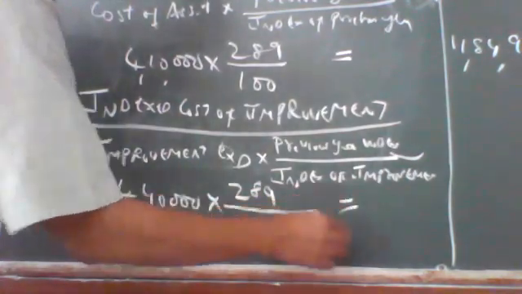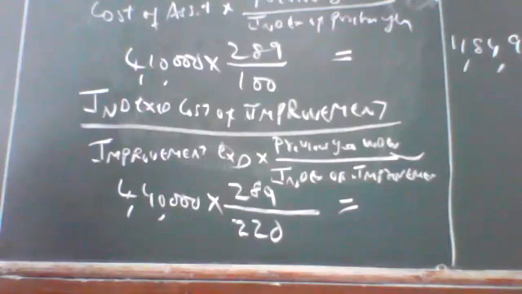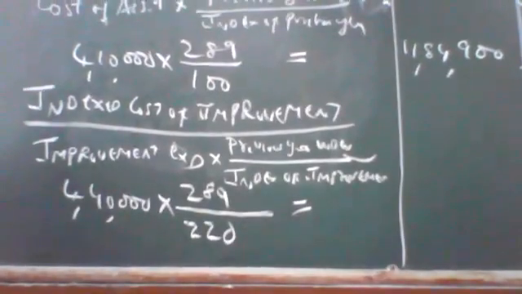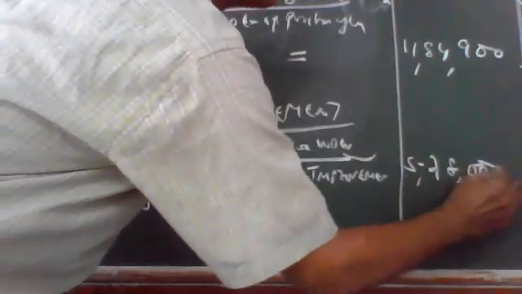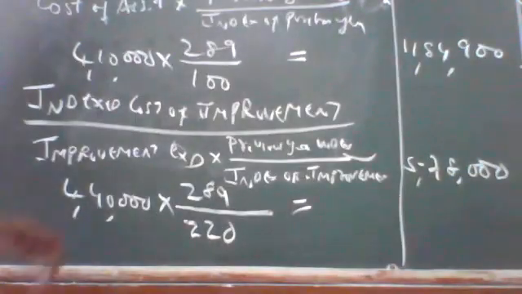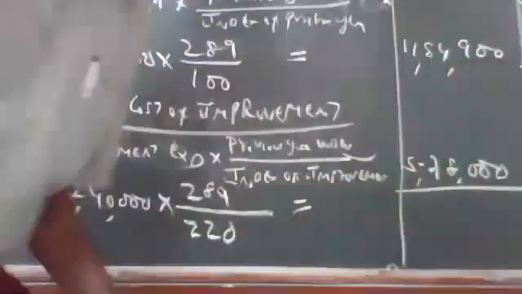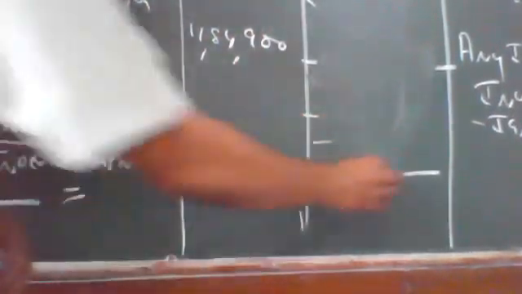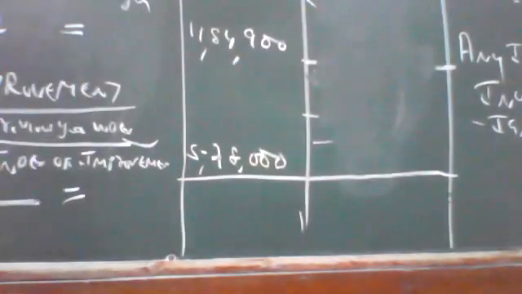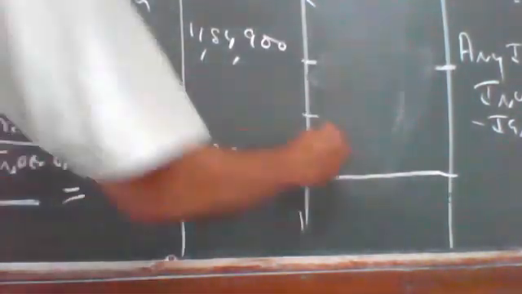Okay, so you have to calculate, you have to put the amount, and finally you have to subtract. How much you got? Index cost of improvement. So how much you got? 5,78,000. You got index cost of acquisition 11,84,900. You got index cost of improvement 5,78,000. Add these two. Put the value in the outer column as 17,62,900.